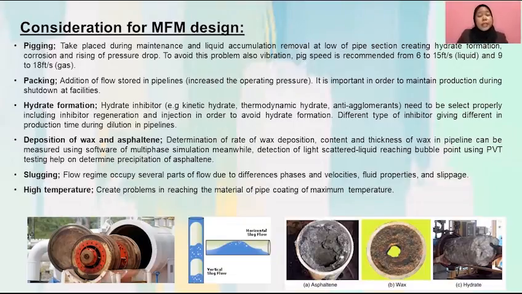Okay, the next point is temperature. Knowing that if the temperature increases, the corrosion of the pipeline also increases. So using corrosion resistant pipe helps to cool down the fluid that will enter the pipeline and reduce the rate of corrosion. And the last point is packing, which is the addition of flow stored in the pipeline, which will increase the operating pressure, and it is important in order to maintain production during shutdown at facilities.